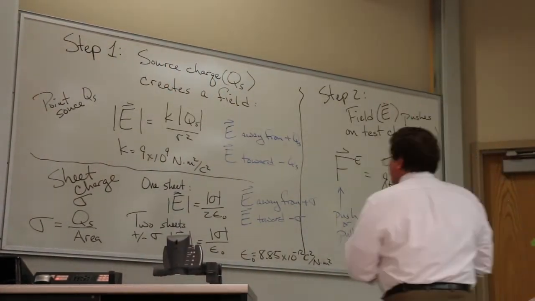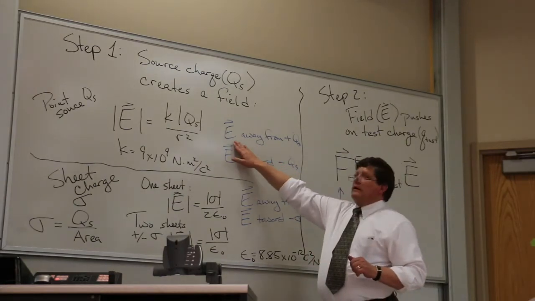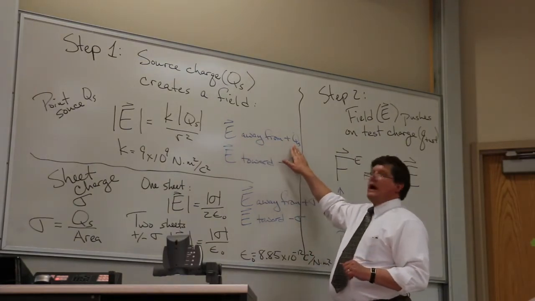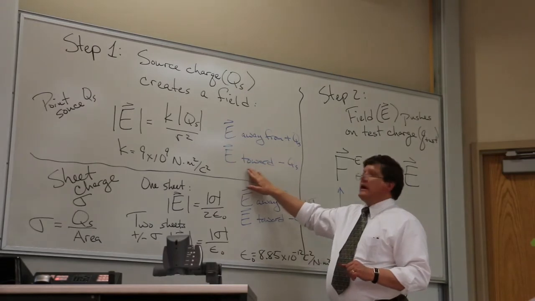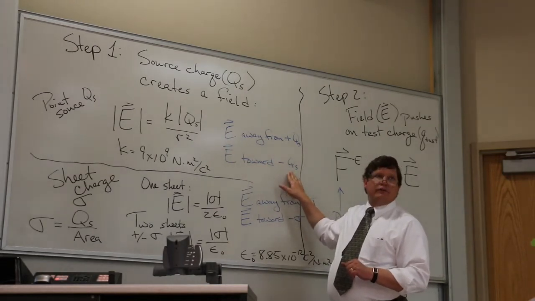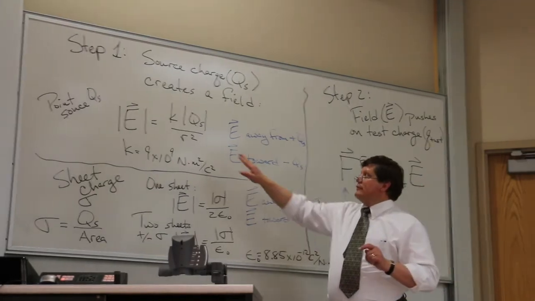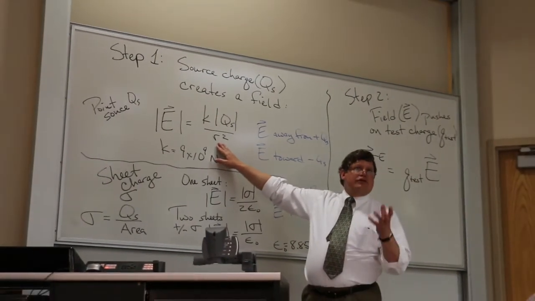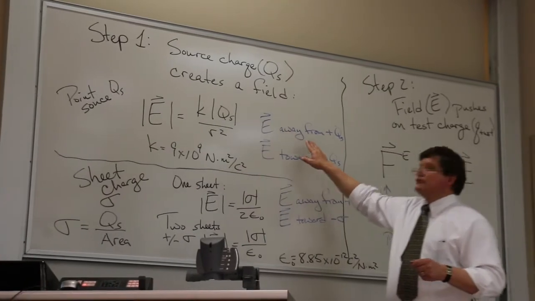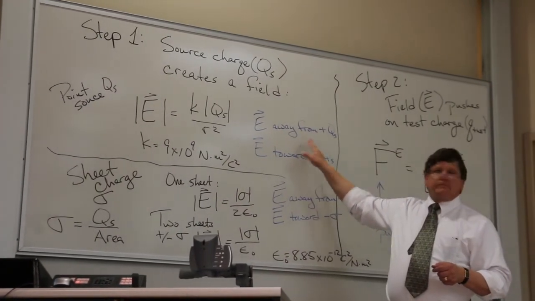Okay? Now, the electric field is always going to be away from a positive source and towards a negative source. That's just general. That's just always the case. This formula just gives us the magnitude, the size. You use this to determine the direction.